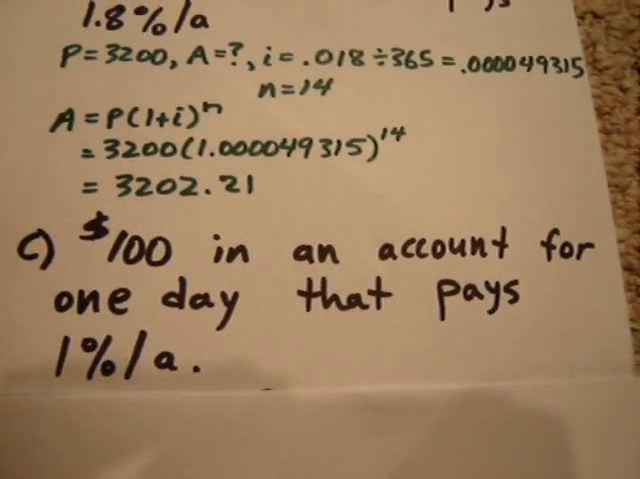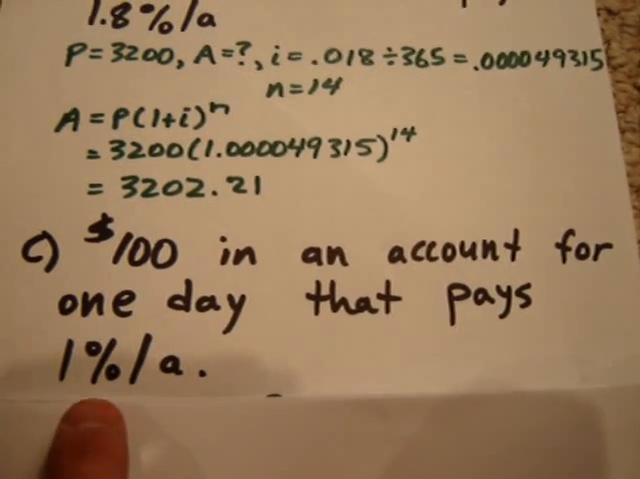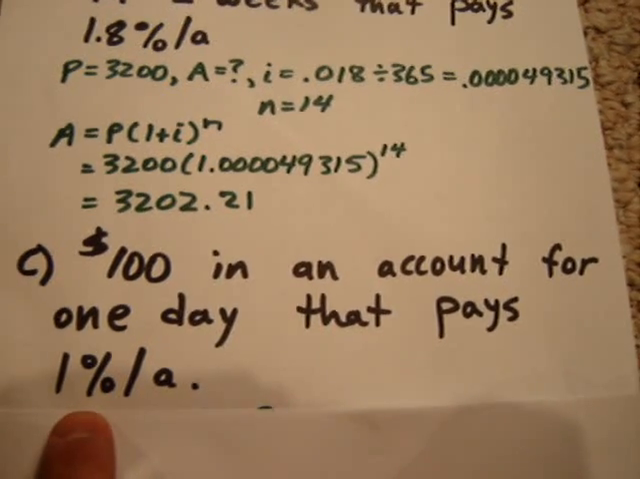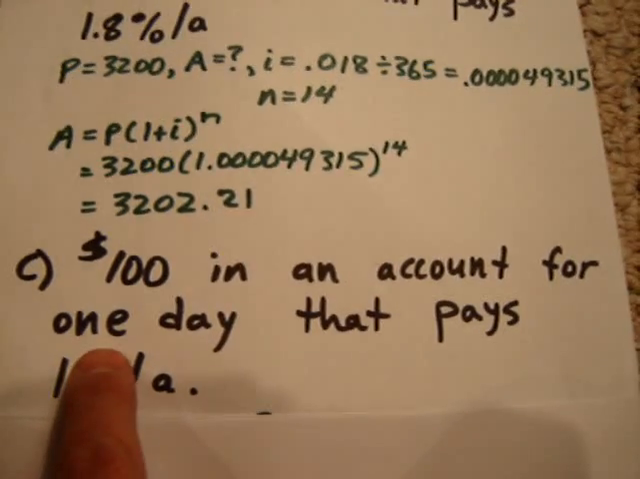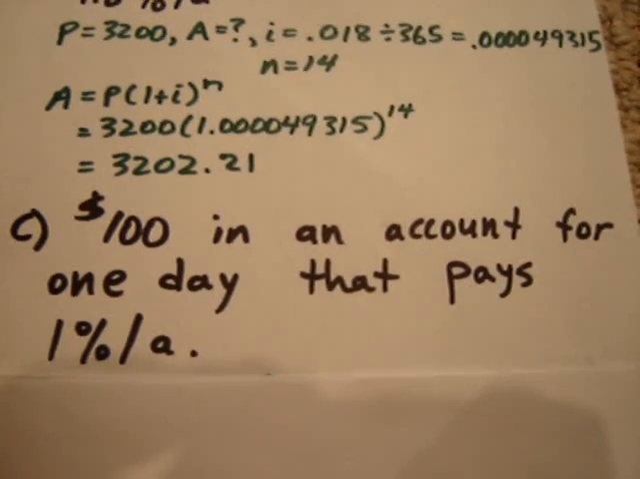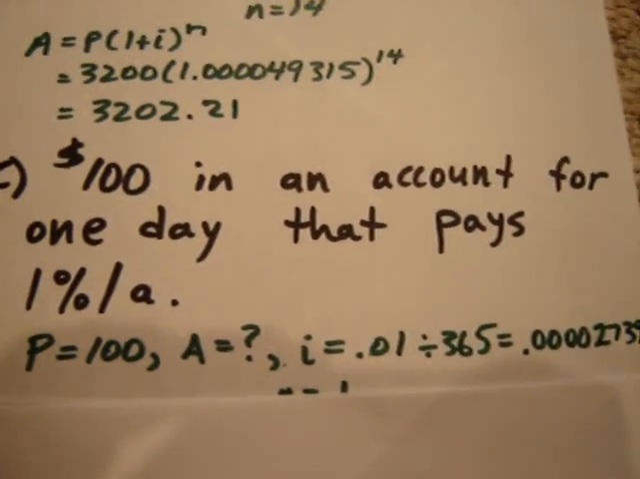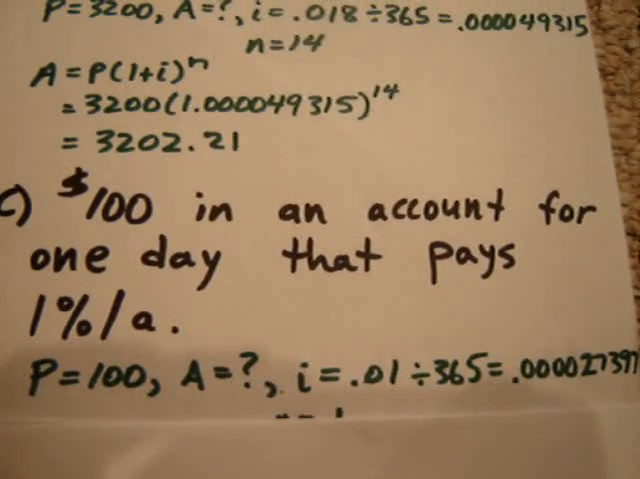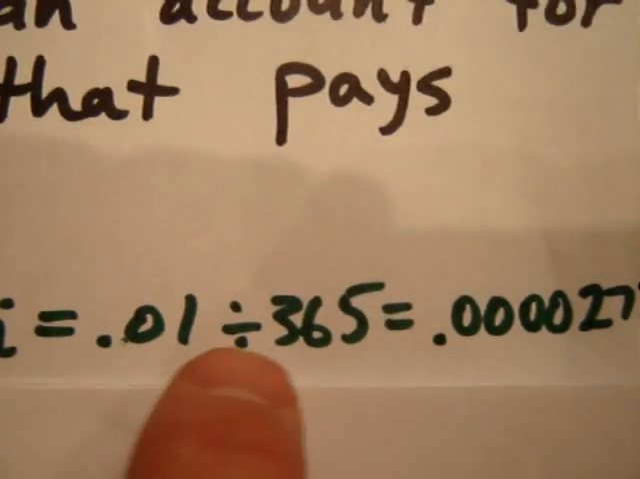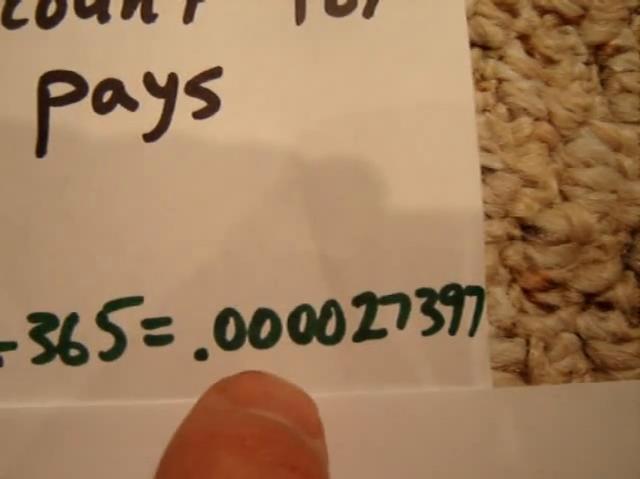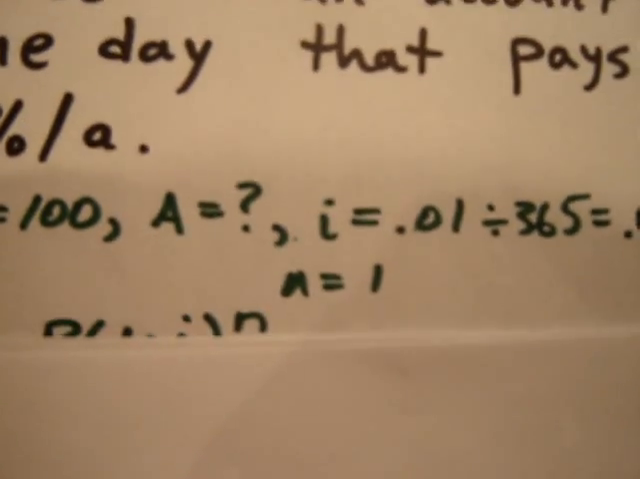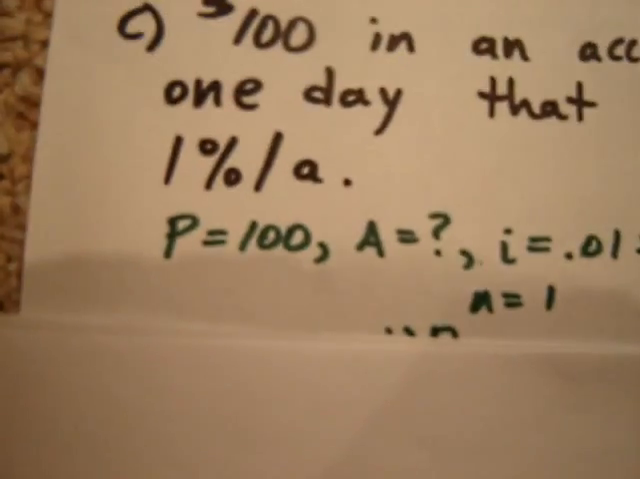And finally, we have $100 in an account for 1 day that pays 1% per annum. Well, in this case, we know our principal value is 100. We know that our little letter I will be 0.01 divided by 365, and our exponent will be 1 because it's only in there for 1 day. When we're doing daily savings accounts, our exponent will equal the number of days. Well, our principal value is $100. Our A is unknown. Our little letter I is 0.01 divided by 365, which is 0.000027397.